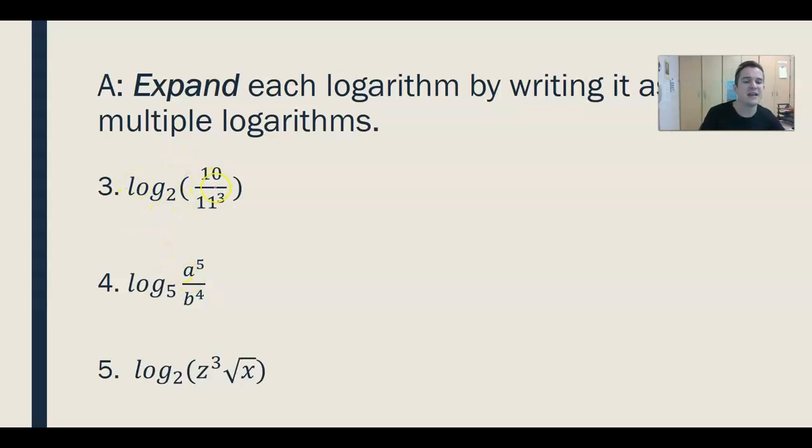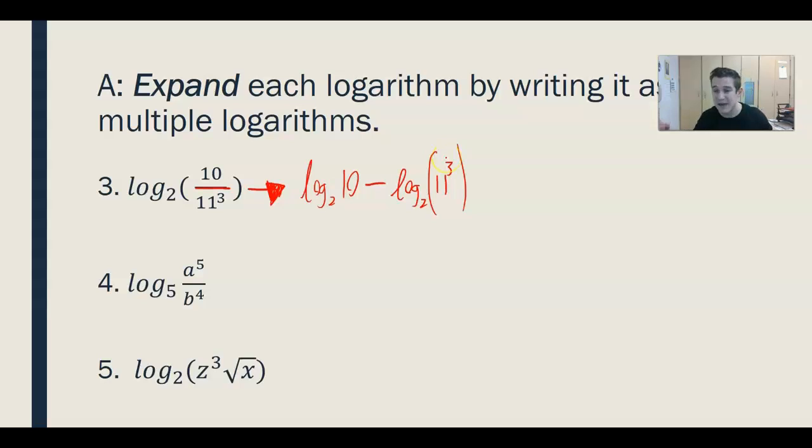Log base 2 of 10 divided by 11 to the 3rd. So when I take the log of a division problem, I'm going to expand that out to log base 2 of 10 minus, because when I divide, it's expanding out into a subtraction problem, minus log base 2 of 11 to the 3rd. Okay, well now, this is as simplified as it can get right here, but here I have 11 to the 3rd. I can expand that out even more. So that exponent, whenever I have the log of something to an exponent, that exponent's going to come down in front. So I'm going to have log base 2 of 10 minus 3 log base 2 of 11.